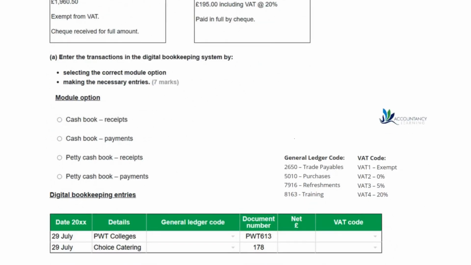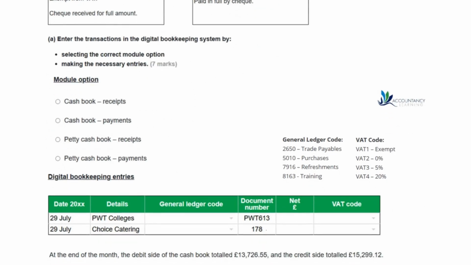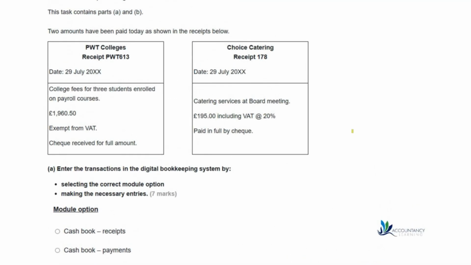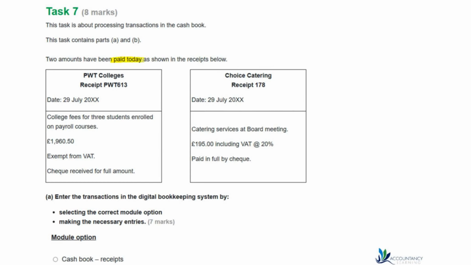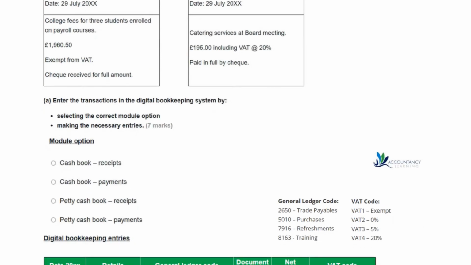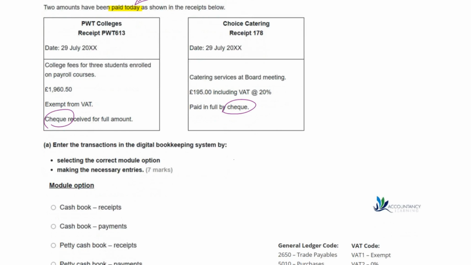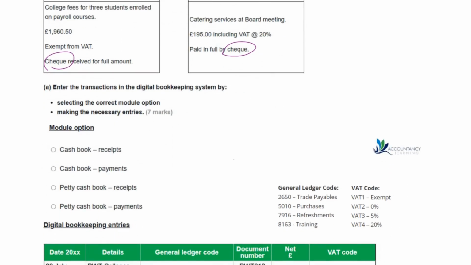So you can see here we've got our options and the digital bookkeeping entries to do at the bottom. If we just look at what we're given, these have been paid today. So this is going to a supplier of some description, so it will be an expense to the business. And it's being paid by cheque. And this is important to help us identify which module.